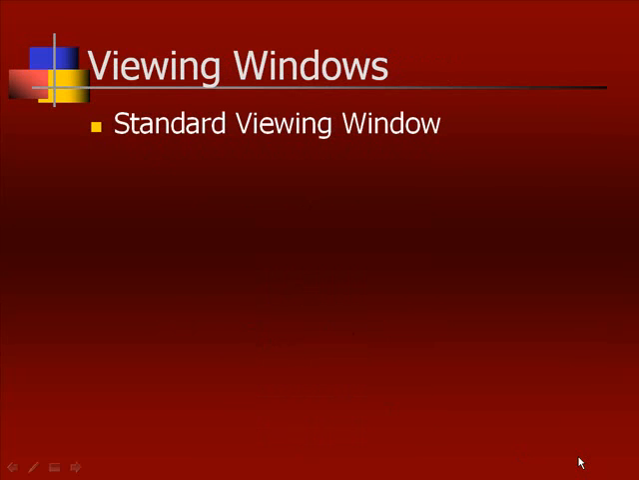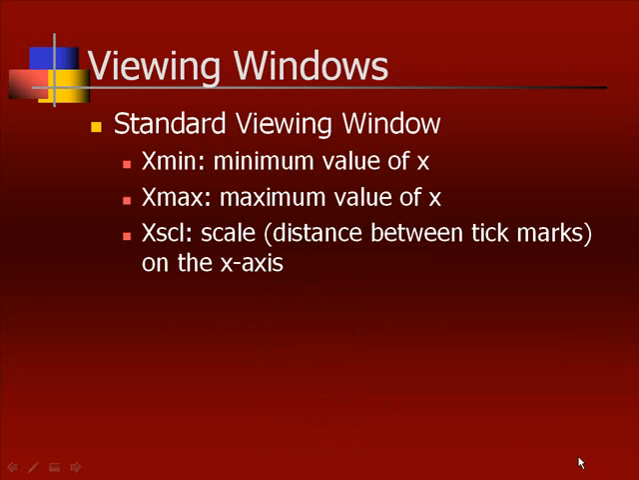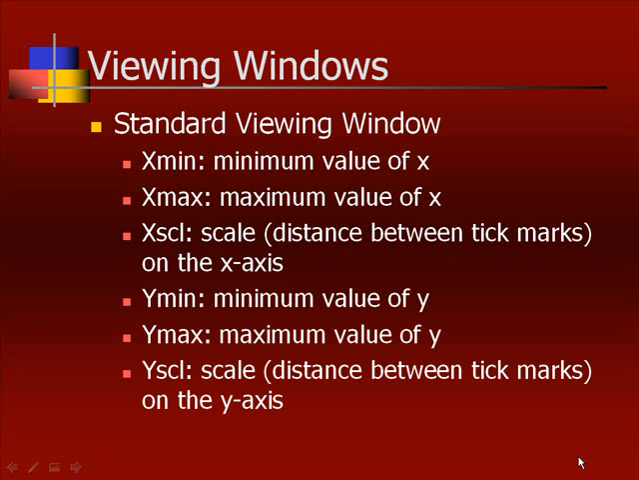When we talk about a standard viewing window, especially when we start doing our calculator, we'll refer to the x-min, the x-max. The x-min is the minimum value of x shown on your number line. The x-max is the maximum value of x. The x-SCL, that is your x scale. That's the distance between your tick marks on the x-axis.